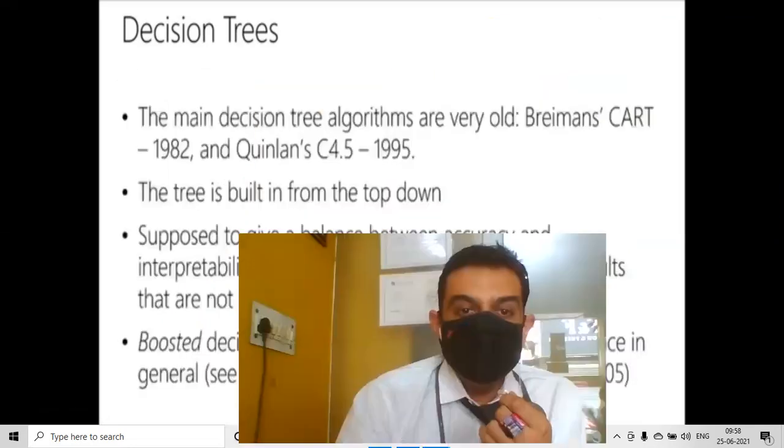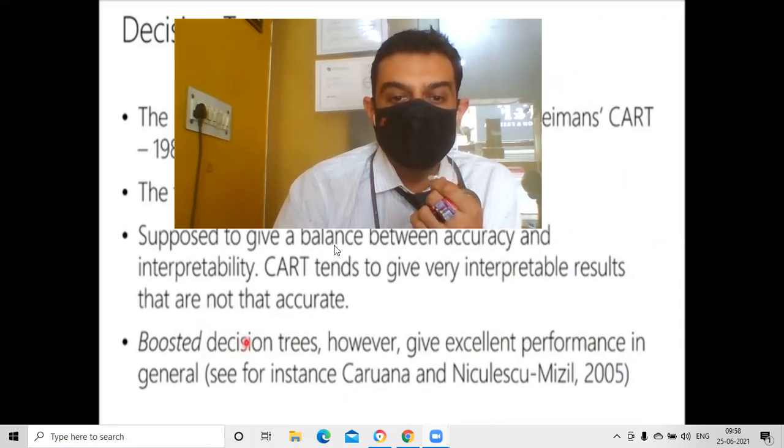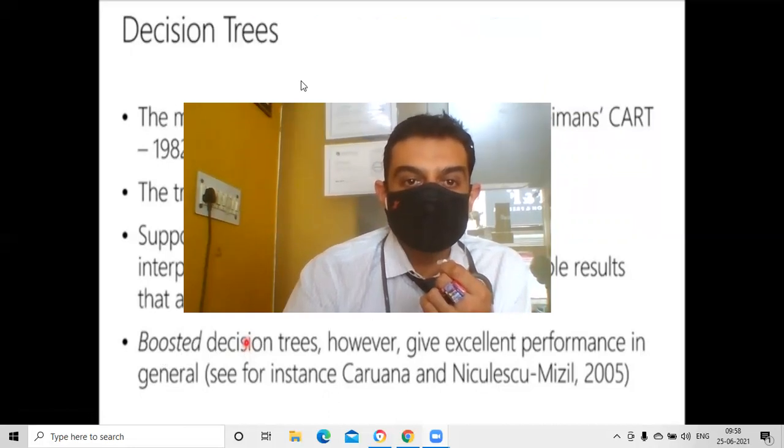In the decision tree we move from top down. It is expected to be more accurate and more interpretable. But this is not the case. So we often use it in conjunction with the boosting algorithm. The boosting algorithm works along with decision trees. They are built upon those, so you get better results.